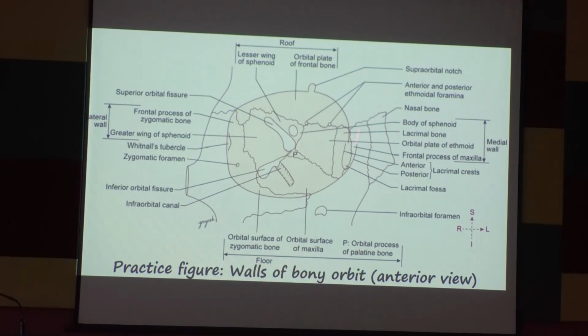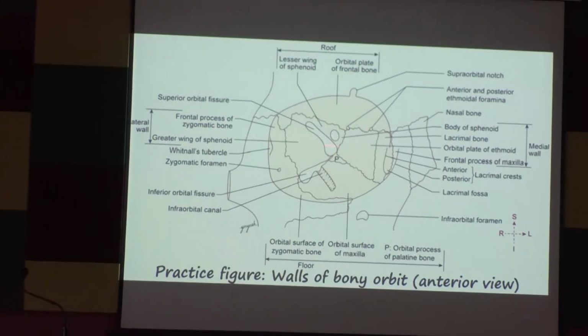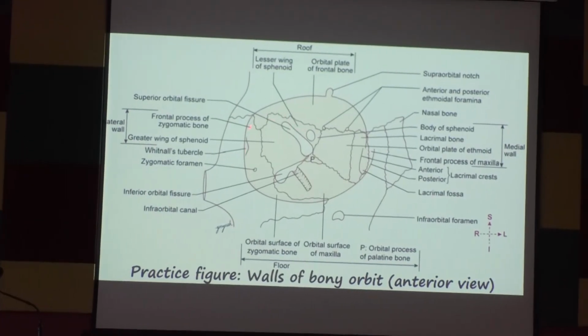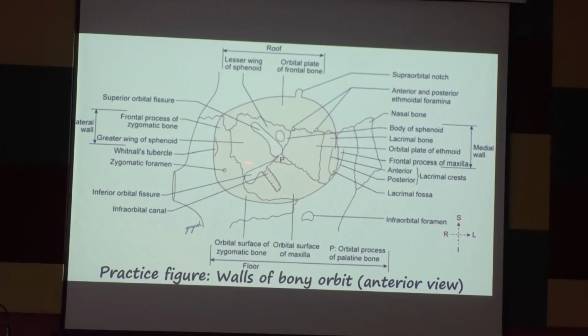The anterior lacrimal crest is lying over the frontal process of the maxilla, and the posterior lacrimal crest is lying over the lacrimal bone. And this part is the orbital plate of the ethmoid. This is very thin and also known as lamina papyracea. And this is the sphenoid bone, the orbital plate of sphenoid forming the lateral wall. And this is the lesser wing, and the body of the sphenoid forming the apex. Here lies the orbital part of the zygomatic bone, and this is the orbital plate of the maxilla.